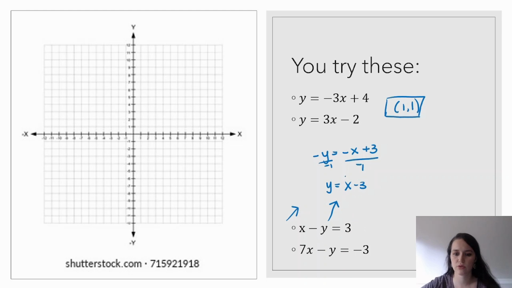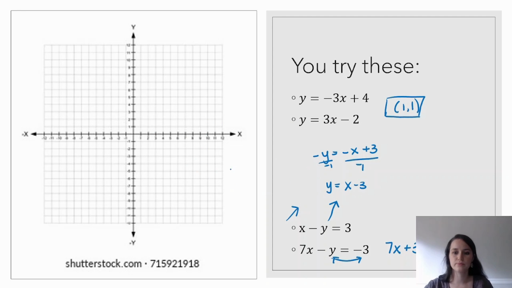And do the same thing for the bottom one. I'm going to do it a little different this way. This one, I'm going to switch the y and the 3. So this is going to become 7x plus 3, because it's a -3, so it becomes a +3 on the other side. And that's going to equal a positive. So let's see.